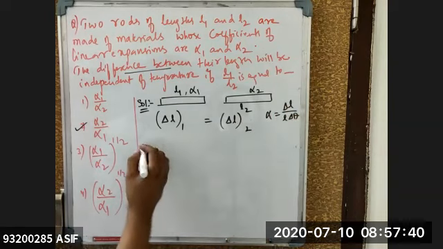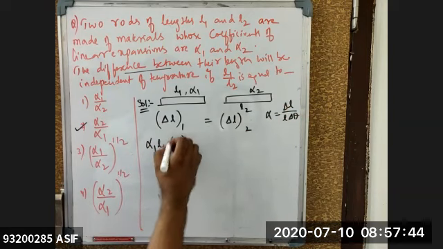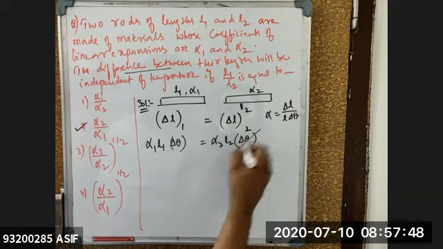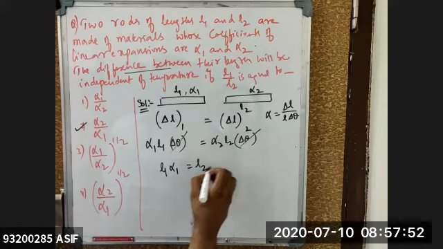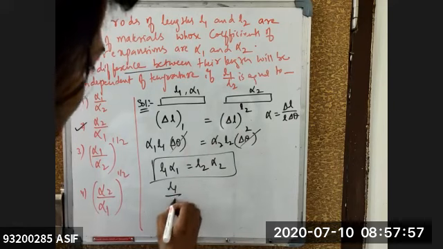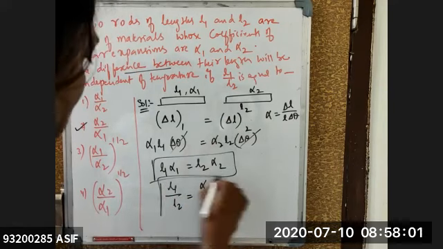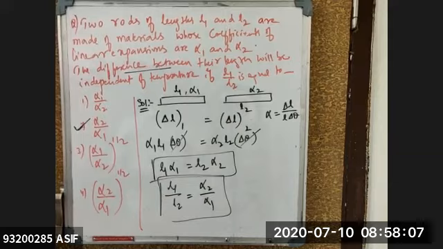So I can write here delta L is equal to how much for me? Alpha 1 L1 into delta theta is equal to alpha 2 L2 into delta theta. This delta theta gets cancelled. So L1 alpha 1 is equal to L2 alpha 2 is your relation. It is asking L1 by L2. So L1 by L2 is equal to what I can write? Alpha 2 by alpha 1 is your answer. So the second option is correct. Clear for everyone? Yes, sir.